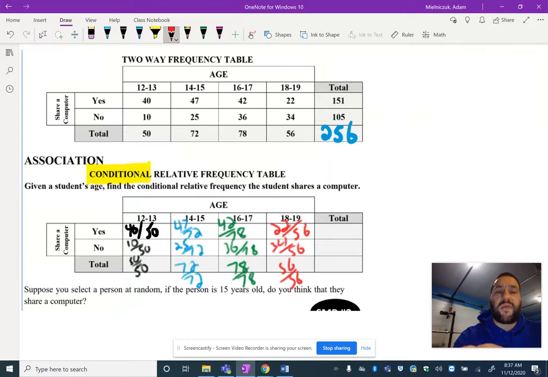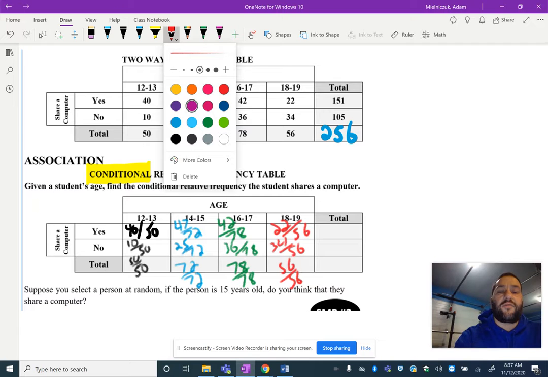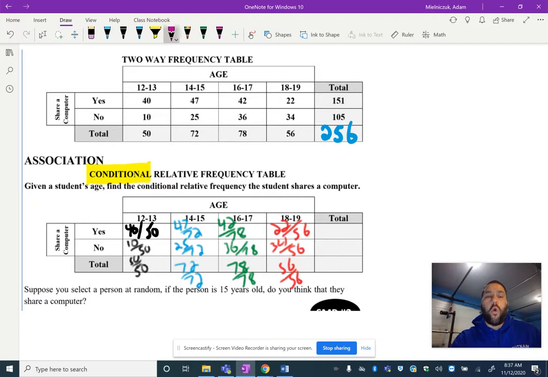And we can do the same thing with our last column, trying to figure out how many total of all the age brackets said yes, and we could say that's 151 out of the total 256. We could say 105 out of 256 said no, and out of the 256, we could say all answered.